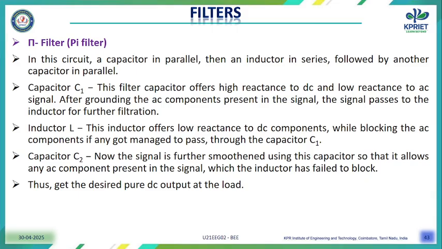Capacitor C1, this filter capacitor, offers high reactance to DC and low reactance to AC signal. After grounding the AC components present in the signal, the signal passes to the inductor for further filtration. This inductor offers low reactance to DC components while blocking any AC component that managed to pass through capacitor C1. Capacitor C2: now the signal is further smoothened using this capacitor, which shunts any AC component present in the signal that the inductor has failed to block. Thus we get the desired pure DC output at the load.